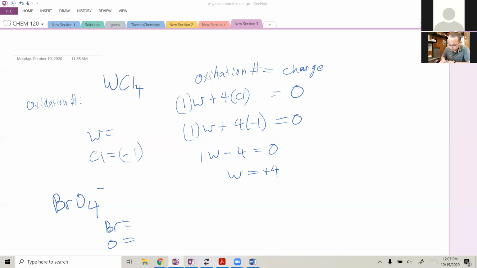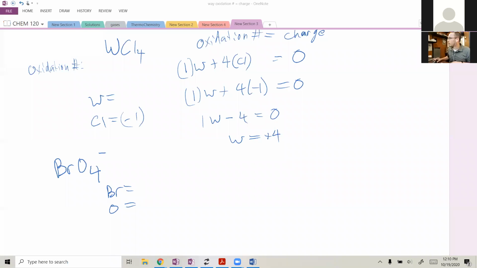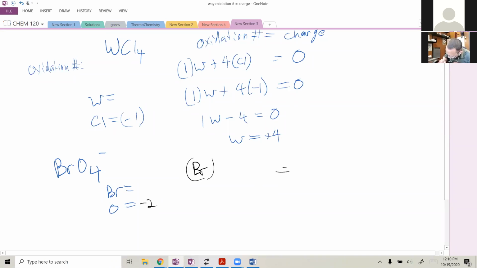Now, with our oxygen being a -2, we can set up our equation here. And so we should have 1 bromine. And how many oxygens do we have? 4 oxygens. And then what's the total charge of our compound here? -1.